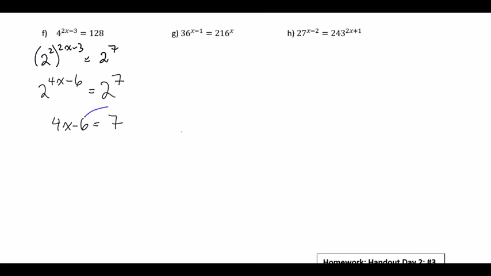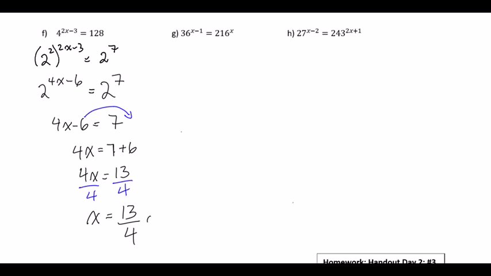4x minus 6 is equal to 7. Now we're going to move our 6 to the other side. So now we're going to get 4x is equal to 7 plus 6, which is 13. So 4x is 13. We divide both sides by 4, and we can leave our answer as x is equal to 13 over 4, otherwise known as 3.25.